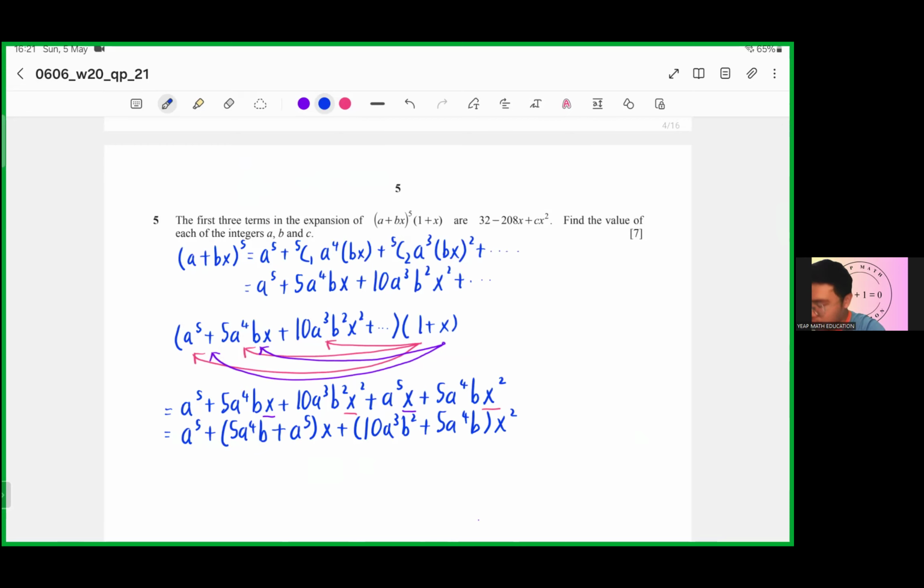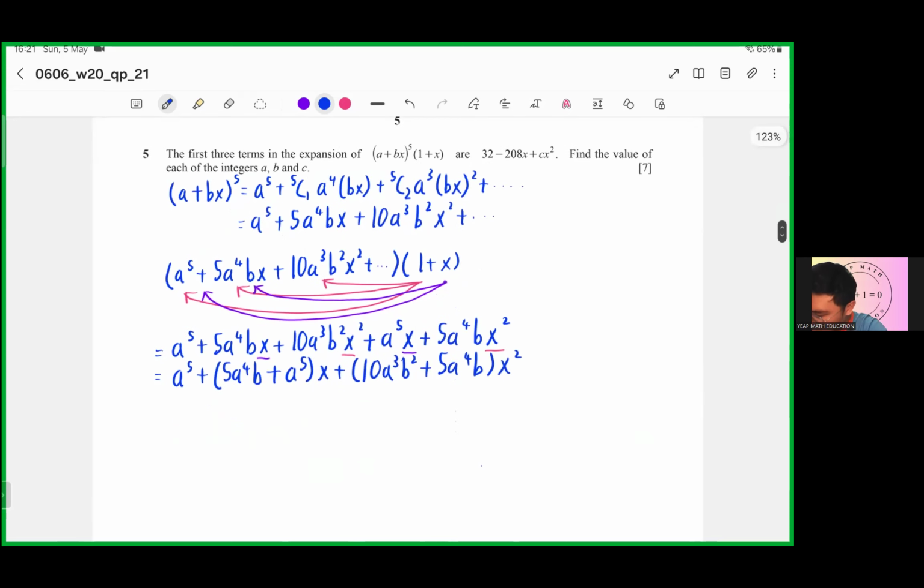Now we go to the next part. We take a to the power 5 equals to 32. So a to the power 5 equals to 2 to the power of 5, base 2 power 5. So a equals to 2.